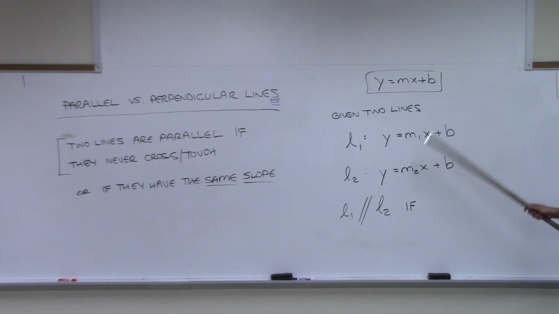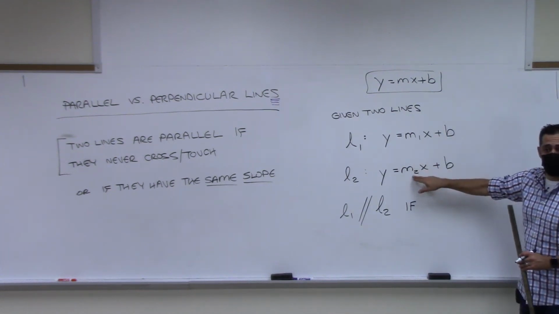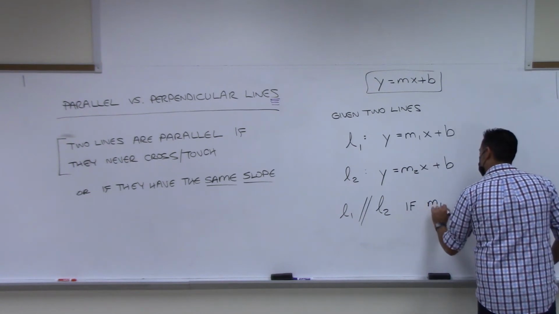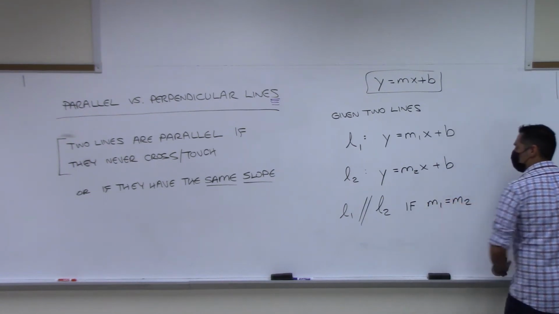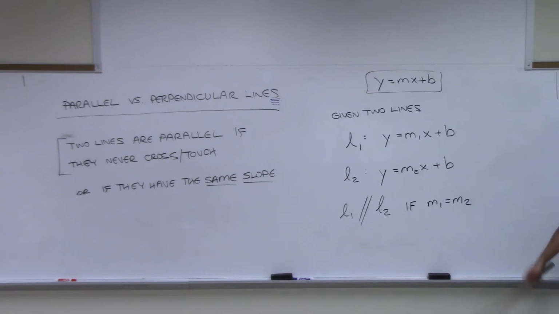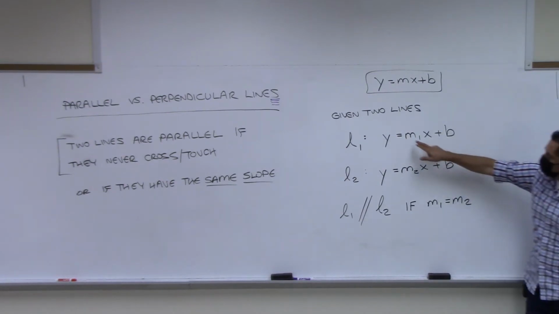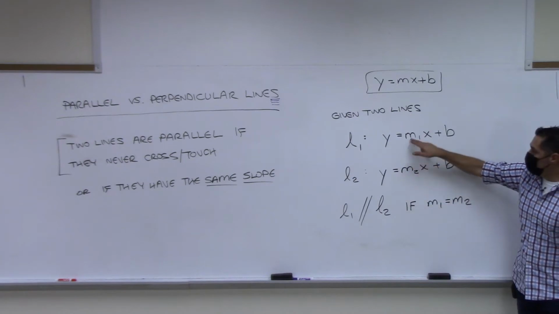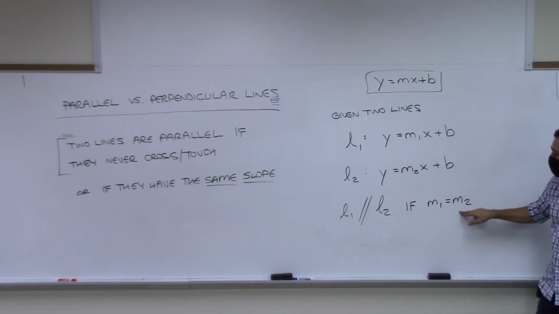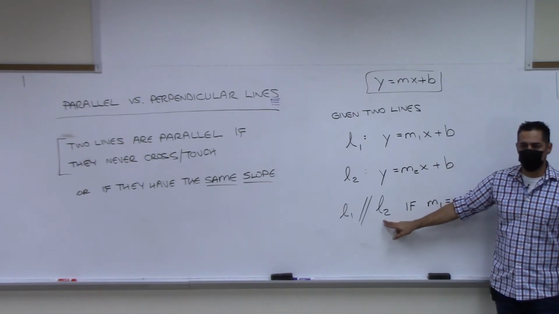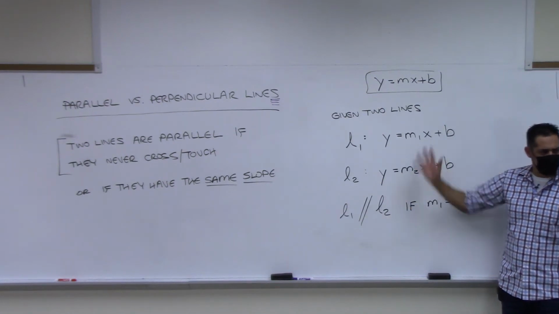What I wrote here: if M1 and M2 are the same, if M1 equals M2, okay? That's it. If I give you two lines, you have to look at the slopes and compare them. And if they're the same, you can tell me they're parallel, right? Understand how this notation works?